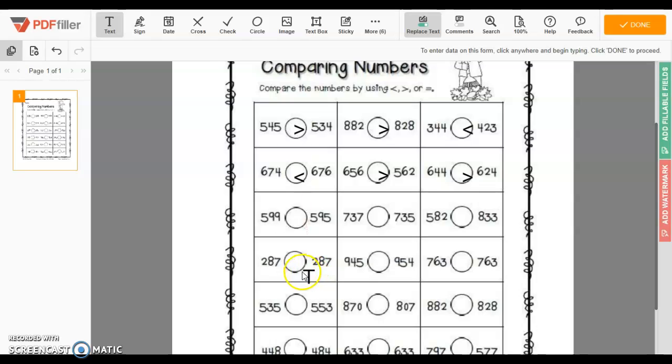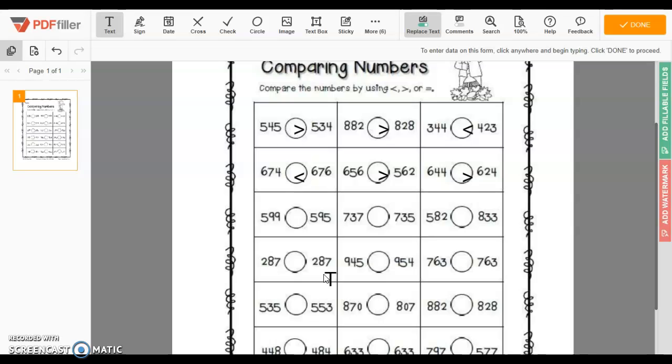We're going to go to our tens place. What number do I have in my tens place on this side? Yep, an 8. And what about on this side? Also an 8. That means that our tens place doesn't tell us anything. So now we know we have to go down to our ones place. So what's in our ones place on this side? 7, that's right. And what's in our ones place on this side? Also 7.